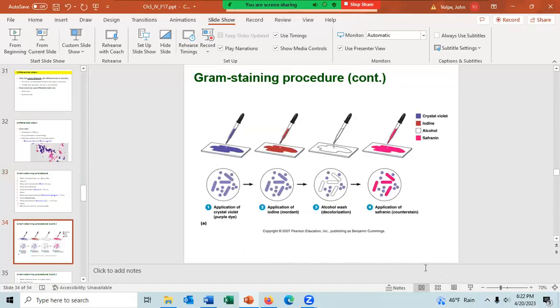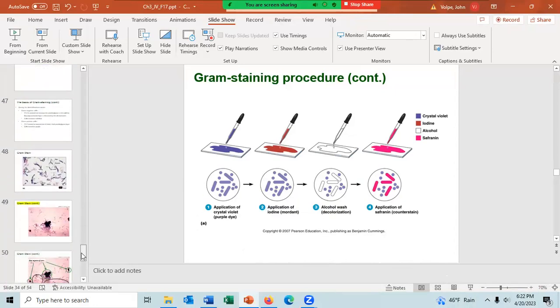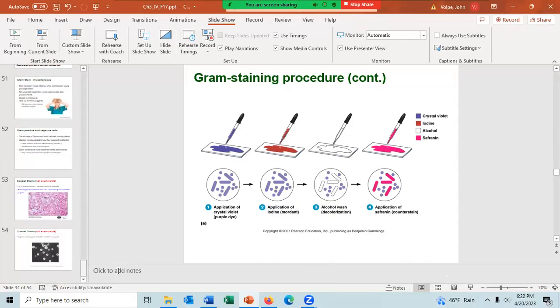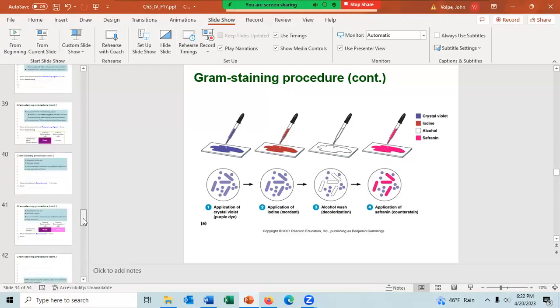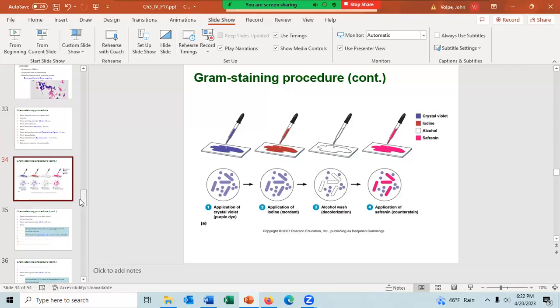All right. Let me see, we need to go to slide 54. We're on slide 34. We don't need to go to exactly 6:20, but I will talk about a few of the slides. This slide is showing you the gram procedure that I talked about here. So let's discuss this slide.